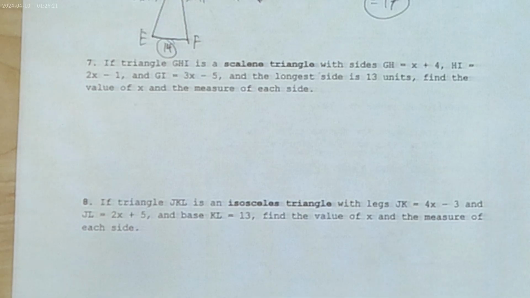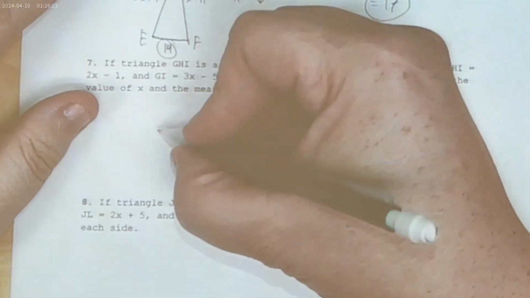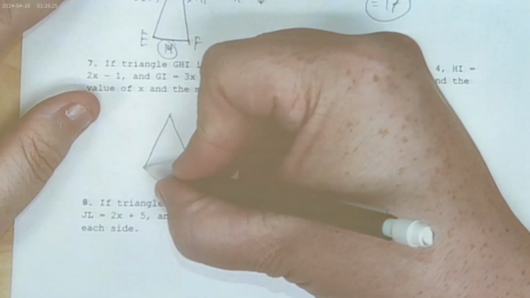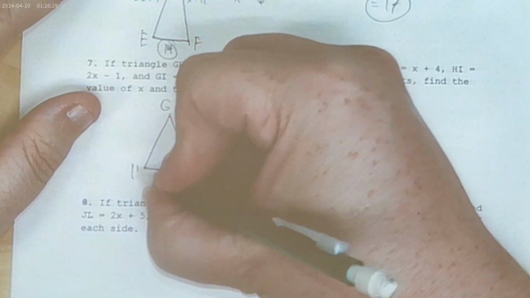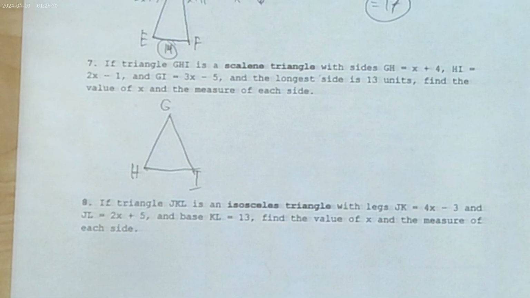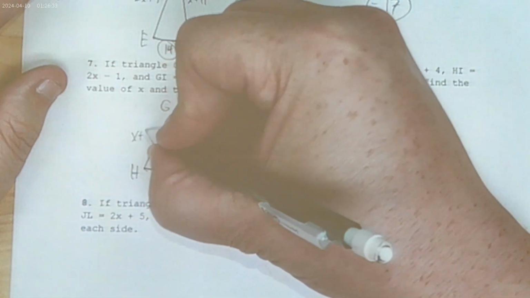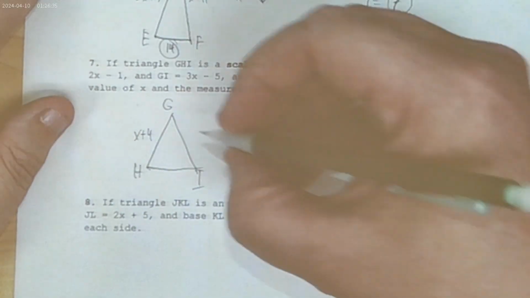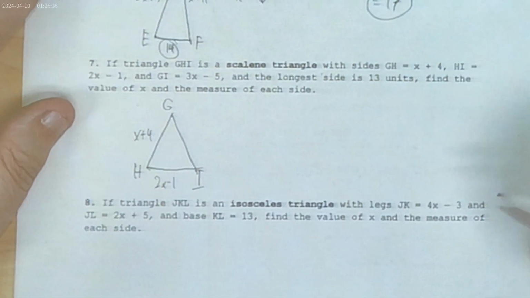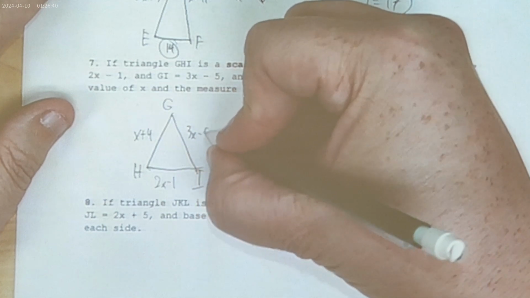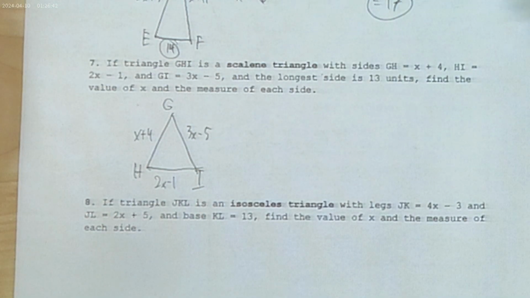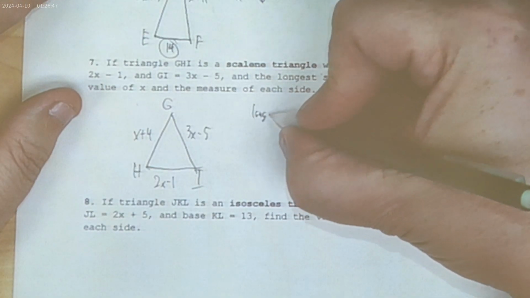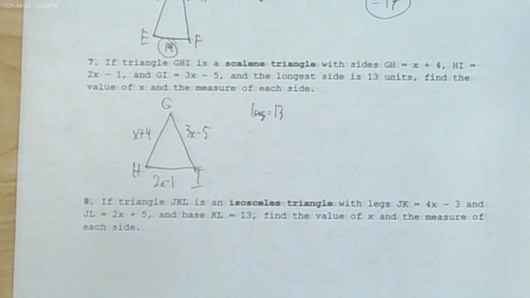All right, triangle GHI is a scalene triangle. Oof. All right, so that means the sides could be anything. GH is x plus 4. HI is 2x minus 1. And then GI is 3x minus 5. The longest side is 13 units. Okay. All right, so longest side is 13 units. Find the value of x and the measure of each side.